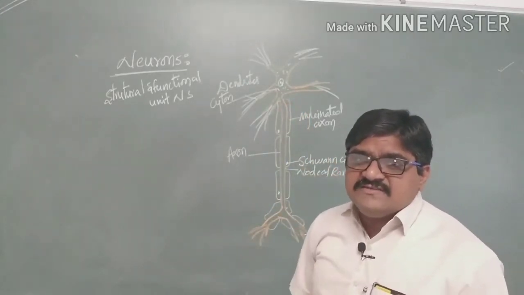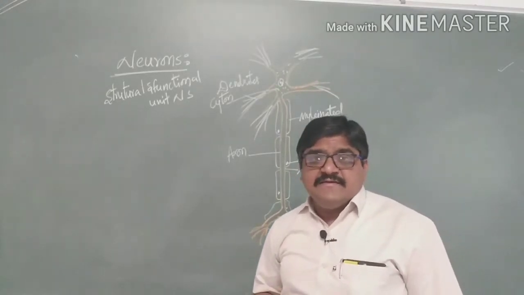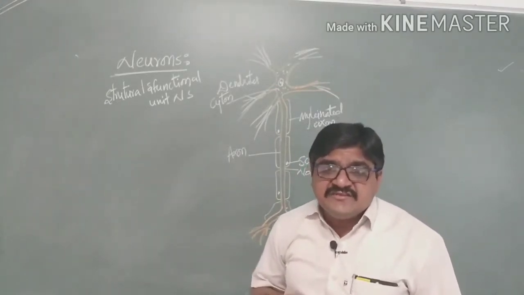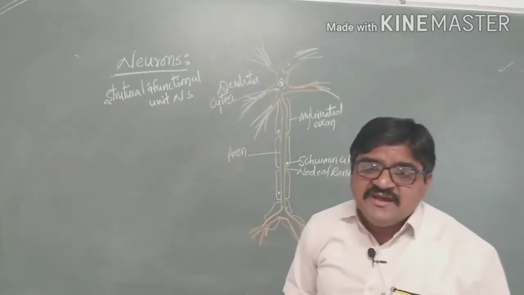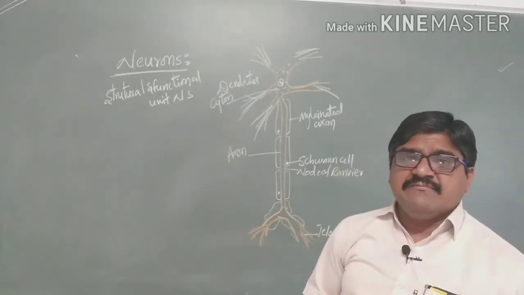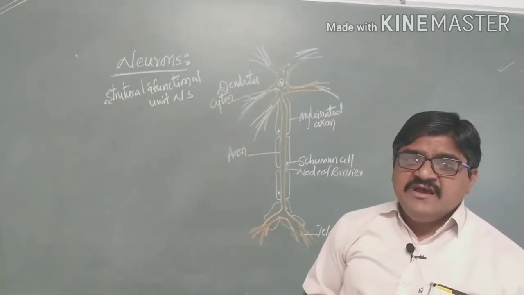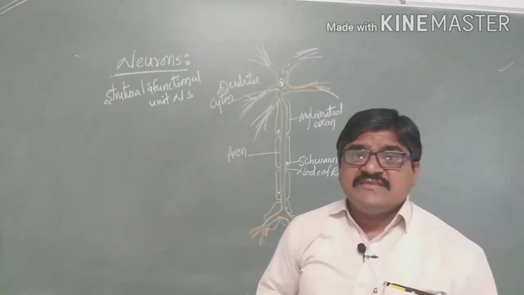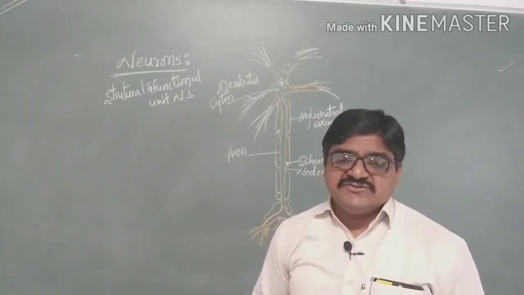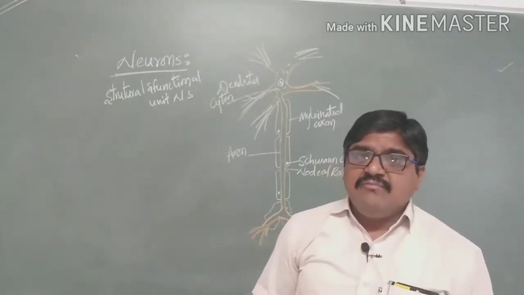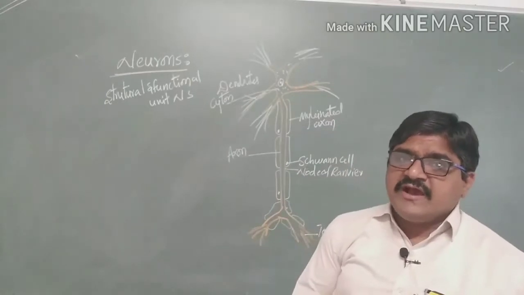In adults, cell division does not take place. Once neurons are damaged, they are not replaced. So cell division does not take place in nervous tissue. The best example is the polio condition.